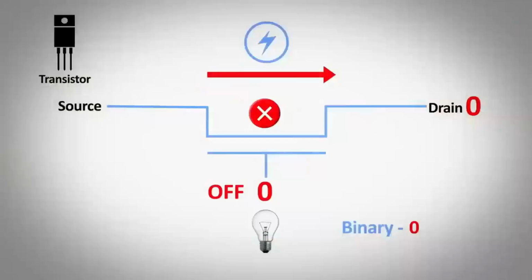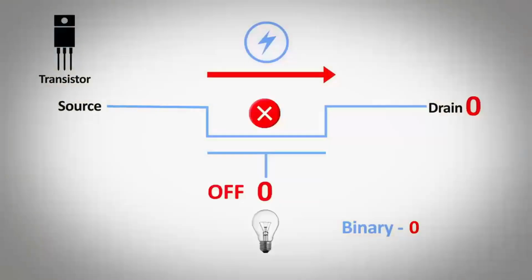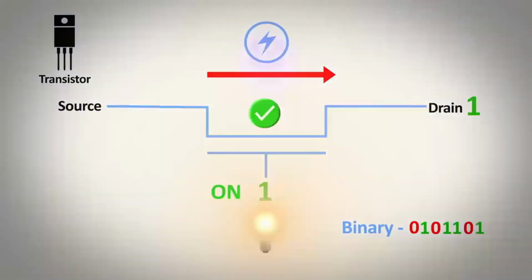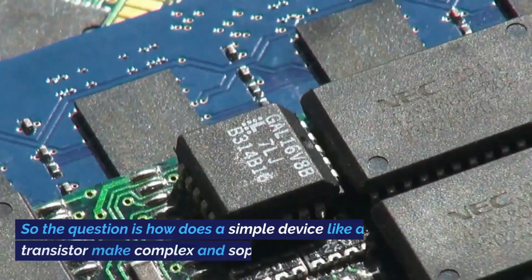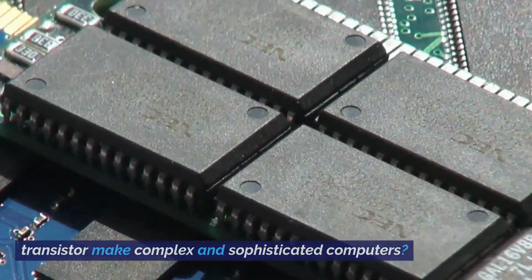When a current is flowing, it is on, or true, or equivalent to a 1. When no current is flowing, it is off, or false, or equivalent to a 0. This is what binary means, either a 1 or 0. A standard computer only understands this binary language. So the question is, how does a simple device like a transistor make complex and sophisticated computers?